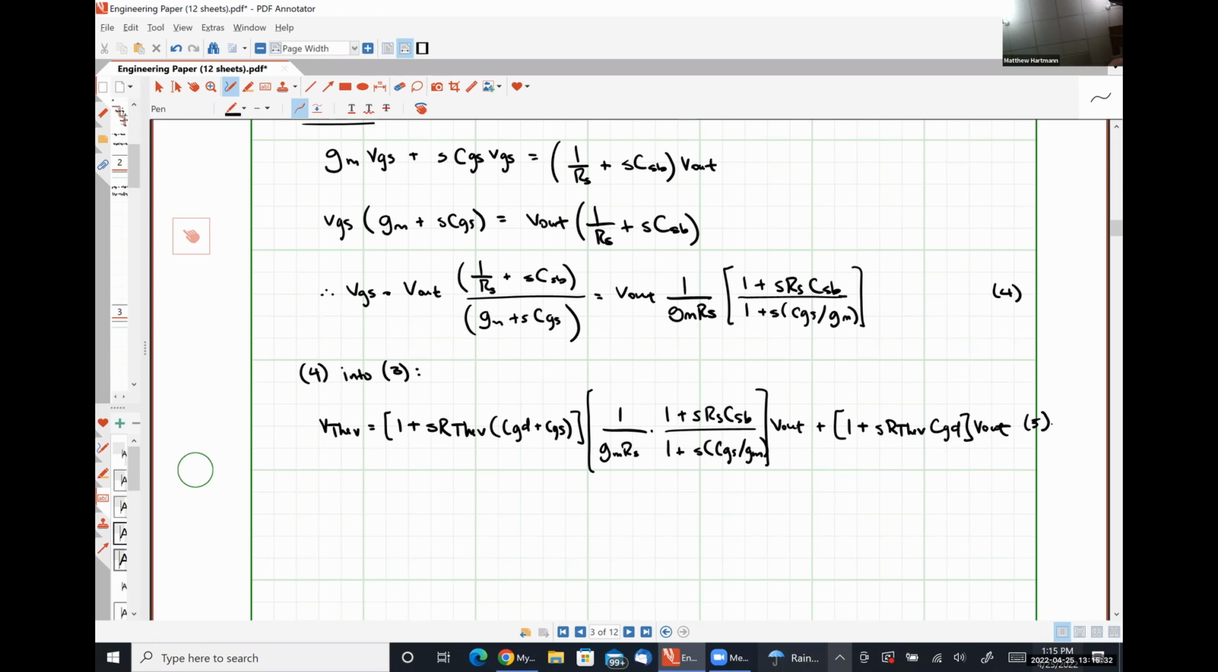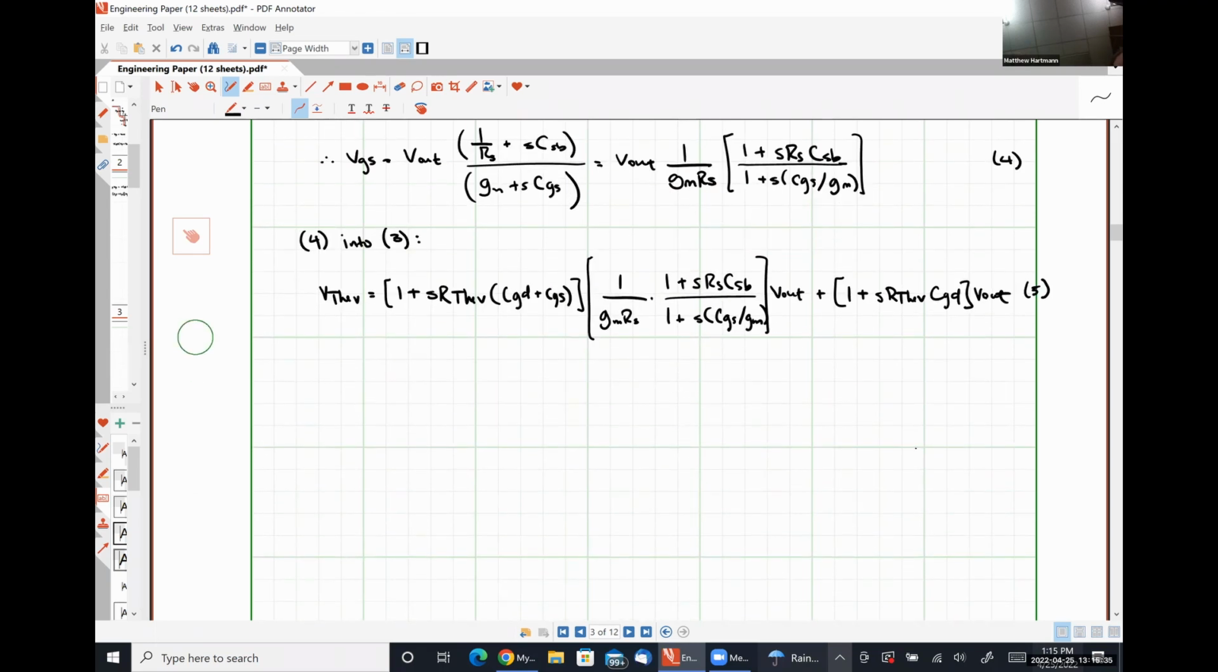What we get is that V out over V FEV looks like this. We'll have GM RS over 1 plus GM RS, our midband gain, multiplied by a frequency dependent portion. And again, it's going to be one of those horrifyingly large fractions.